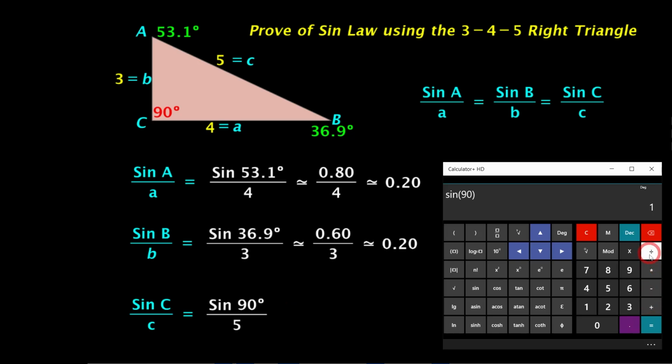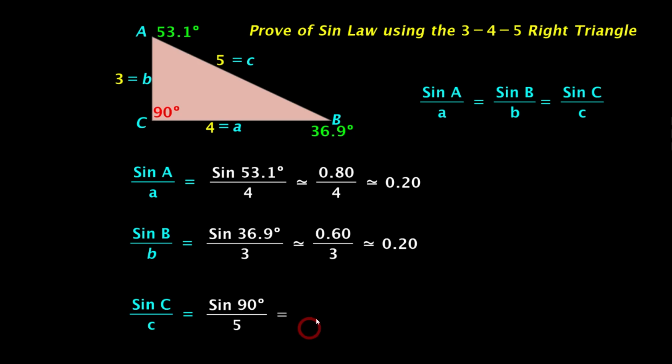We have to divide 1 by 5. Let's just do it. Divide 1 by 5. The value is 0.20. It's done. So the sine of 90 degrees we have checked is 1. We divide it by 5 and the final value is 0.20. All these values are the same. So that proves the sine law.